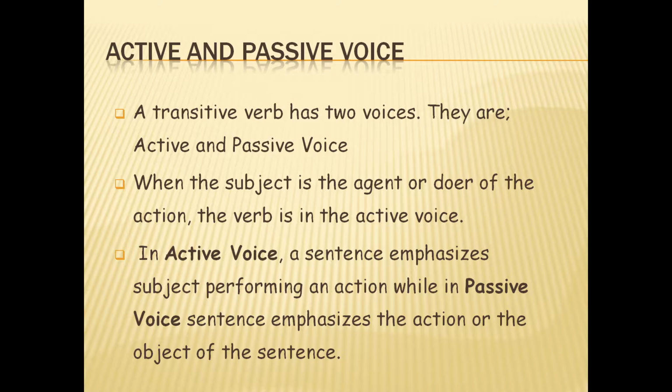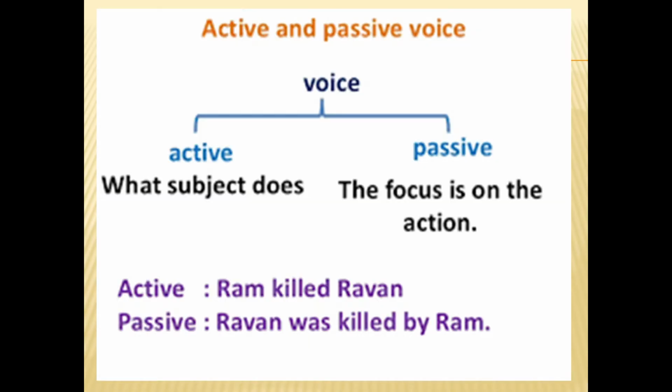Another fact is that the subject is the agent or doer of the action. In this case, the verb is in the active voice. When the subject is not the doer, not the agent of the action, then that verb is in the passive voice. I hope this chart defines active voice and passive voice quite clearly, and gives you the difference between these two voices. When we talk about active voice, the focus is on what the subject does. But in passive, the focus is on the action.